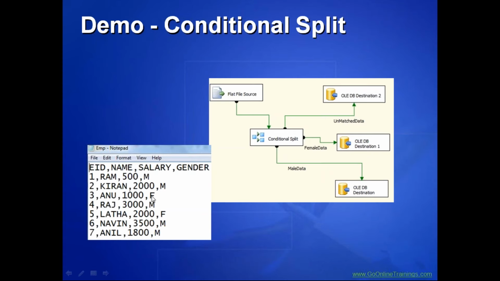But when you have any kind of mismatched data, for example, I have a K here. So anywhere if I have some extra gender records which are neither M nor F, that kind of data will go to the unmatched place. Okay. So this is what is called conditional split transformation. Based on a condition, it's going to split the data.